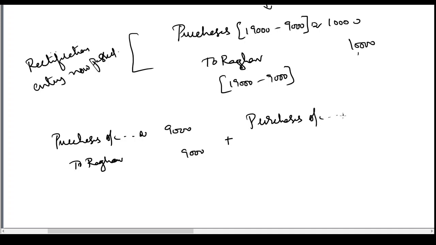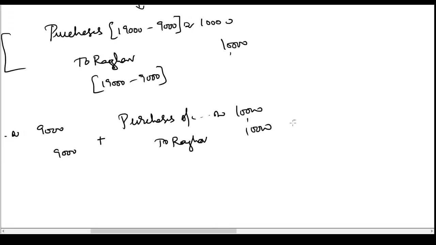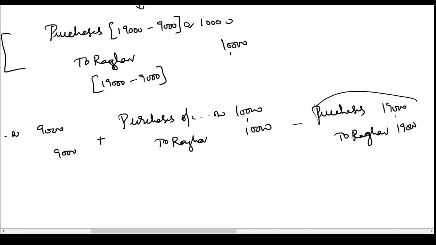Purchases account debit to Raghav 10,000. Now the sum of these two entries would become purchases account debtor to Raghav 19,000. This is the impact which we wanted.